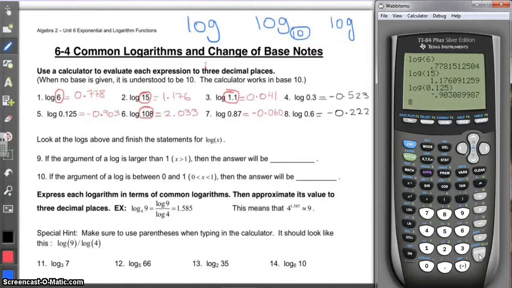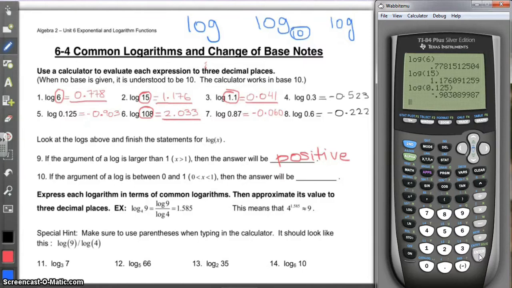Then the answer will be, so let's look at the answers. This is positive, this is positive, this is positive, this is positive. So every single time the argument, or the number inside the log, is 1 or a number larger than 1, then the answer will be positive. Now let's use a different color, and move on to number 10.